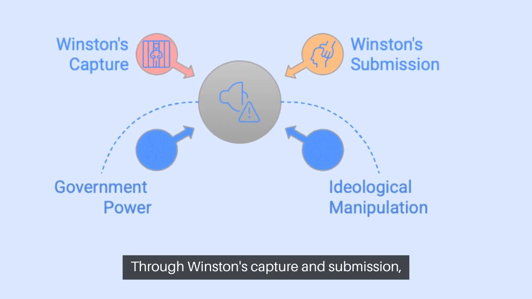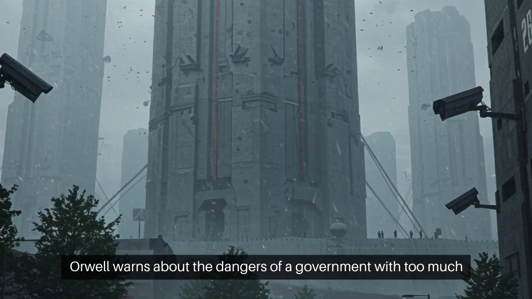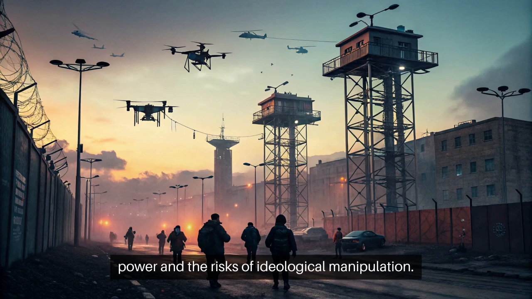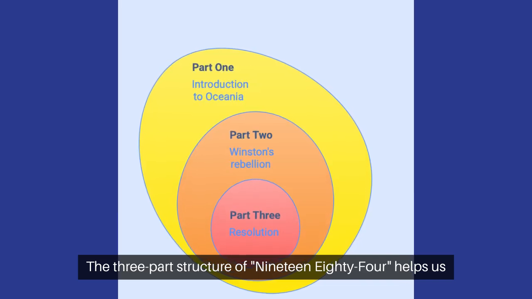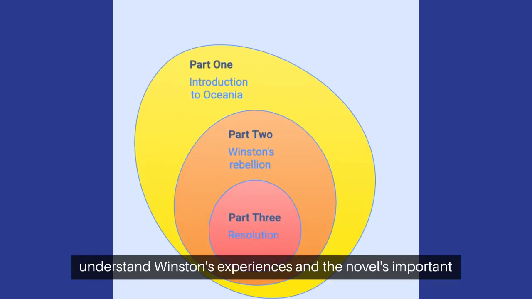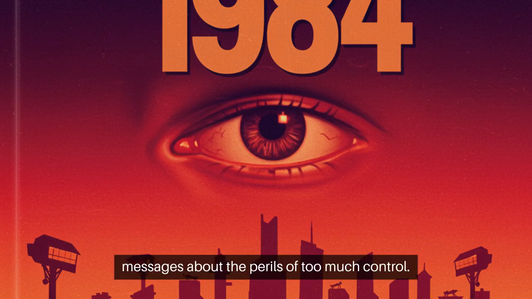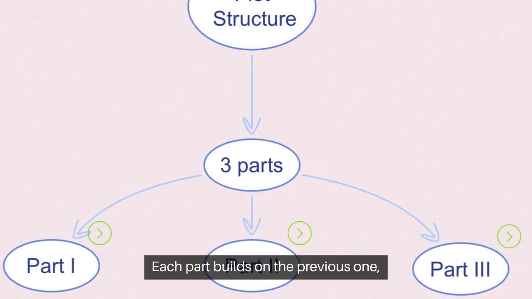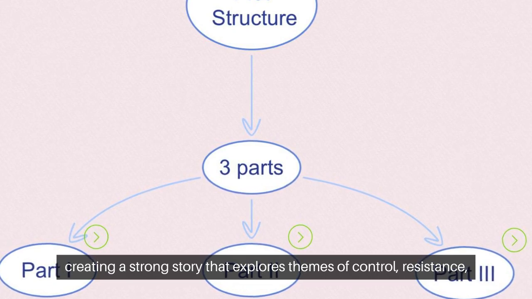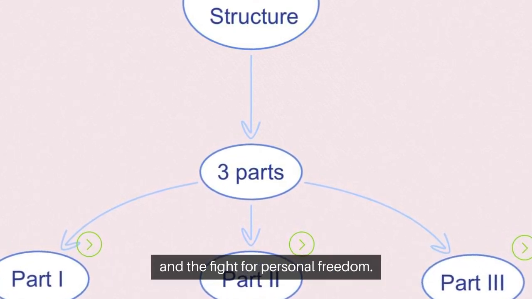Through Winston's capture and submission, Orwell warns about the dangers of a government with too much power and the risks of ideological manipulation. The three-part structure of 1984 helps us understand Winston's experiences and the novel's important messages about the perils of too much control. Each part builds on the previous one, creating a strong story that explores themes of control, resistance, and the fight for personal freedom. Try to answer the following question.